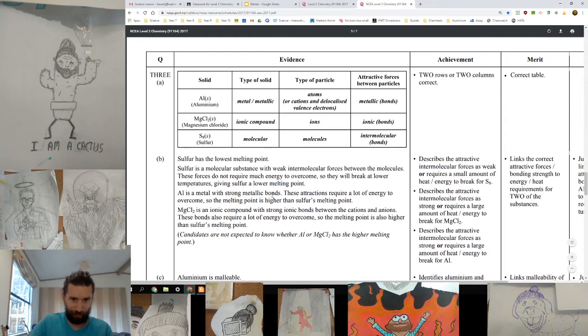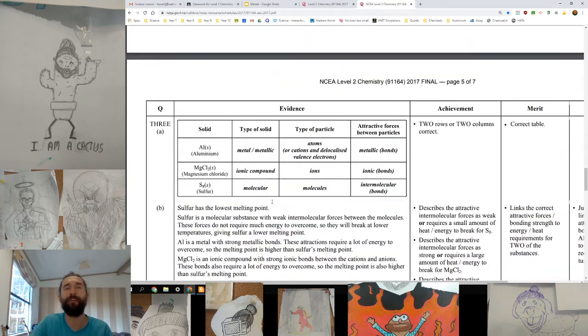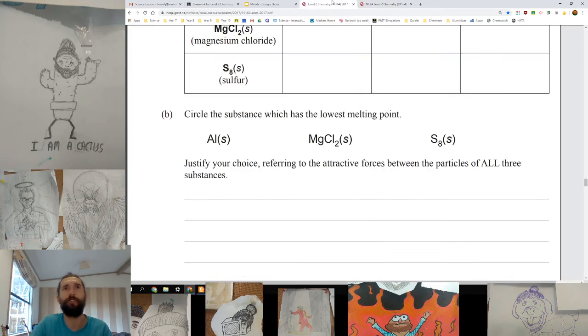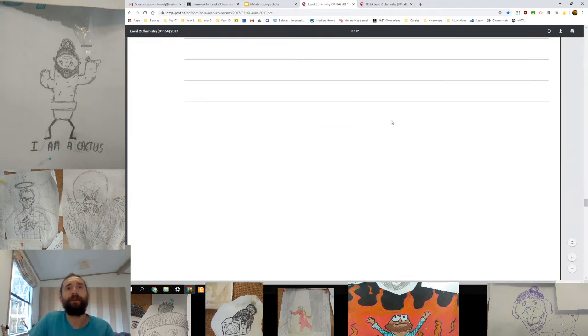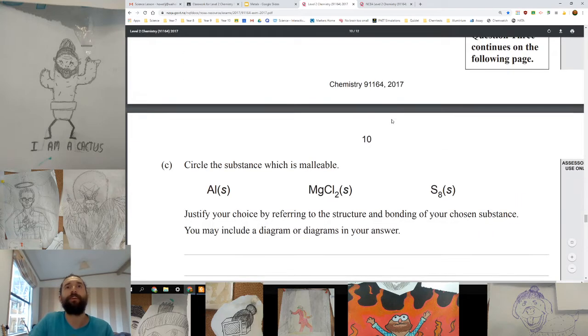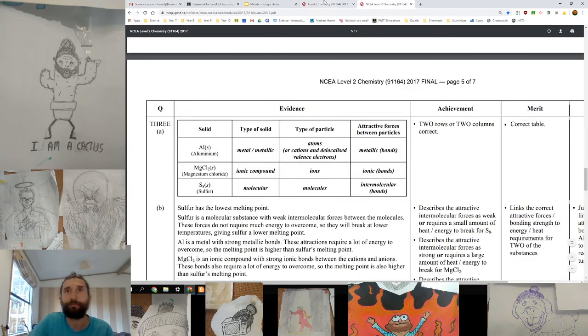If I was answering this question, I'd go into more detail myself, just to make sure I'm right. As long as you don't say anything stupid, you aren't going to lose any points for writing more. And the last question we have here is, have I gone past it? No, here it is. Circle the substance which is malleable, aluminium, Y. Justify your choice by referring to the structure of your chosen substance, for only aluminium. You don't need to explain why those ones are non-malleable.